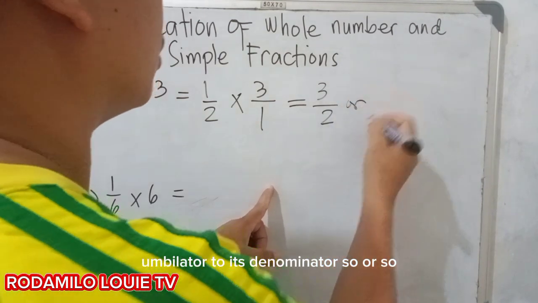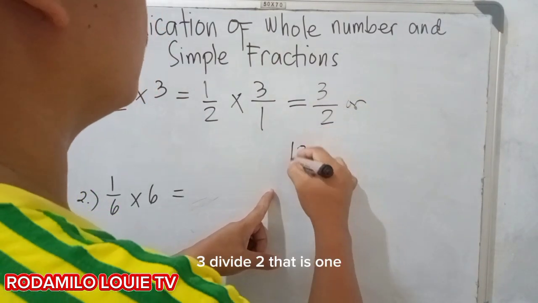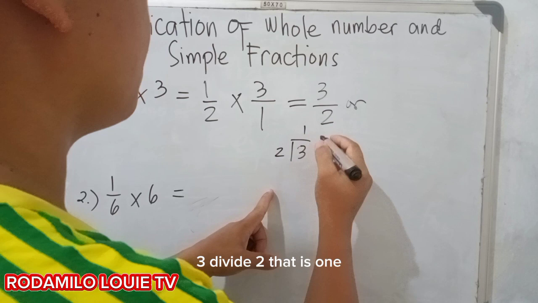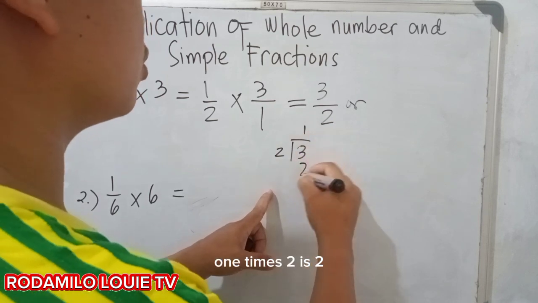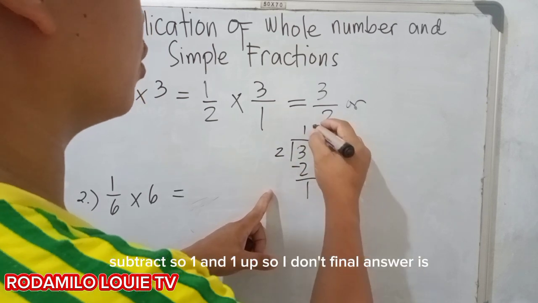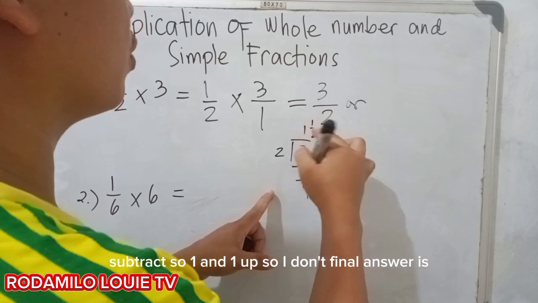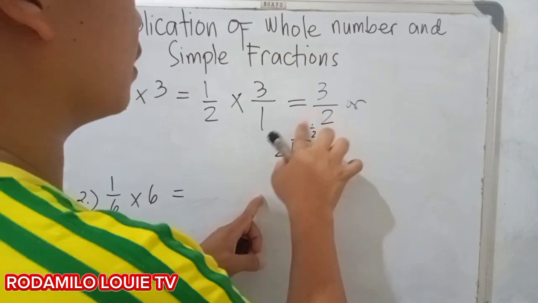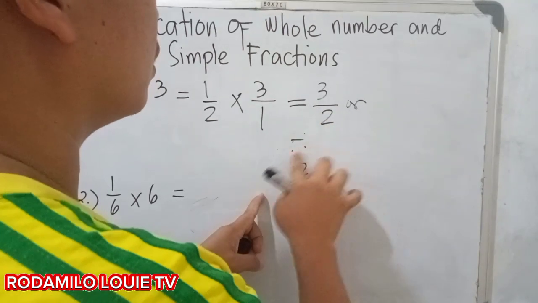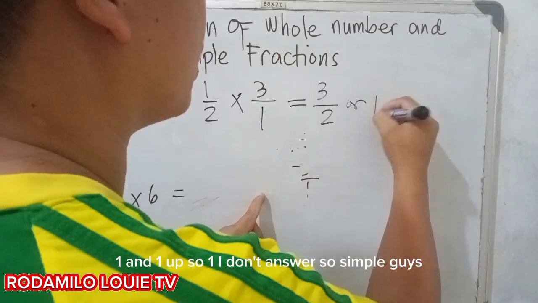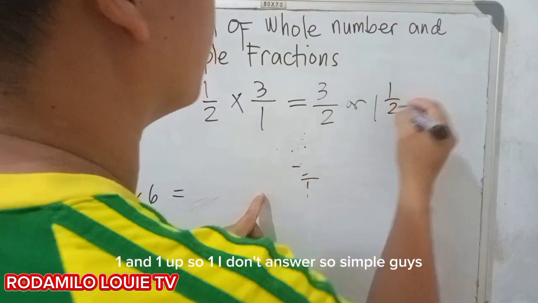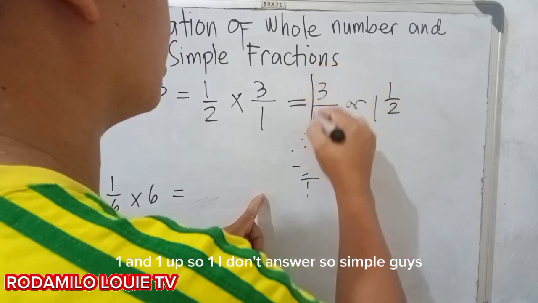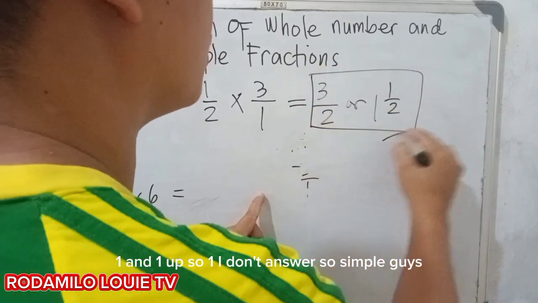So 3 divide 2, that is 1. 1 times 2 is 2. Subtract, so 1 and 1/2. So ang atong final answer is 1 and 1/2. So muna ang atong answer.